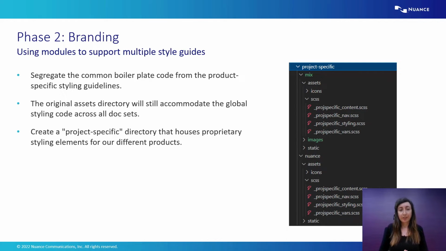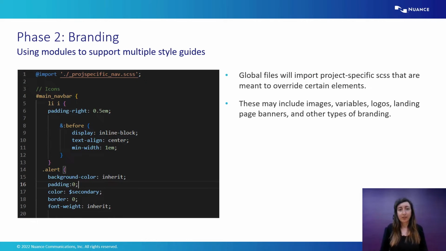We came up with a new directory called Project Specific, keeping in theme with our very original naming conventions. This directory, divided by product, houses their own proprietary images, SCSS, and any other files that are meant to be used as overrides. The code in these files include project-specific palettes, logos, landing page banners, and any other necessary theming elements that need to be changed from the global codebase. The files that contain the global codebase would then import the required project-specific SCSS files, depending on which project module we're building.